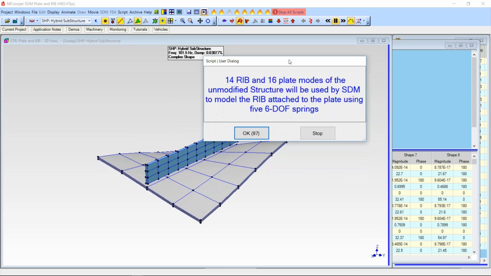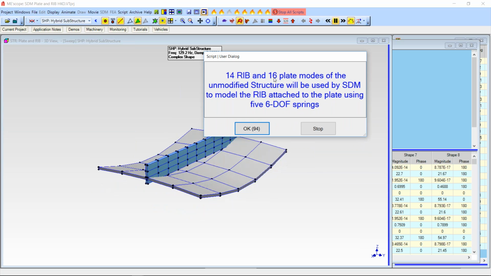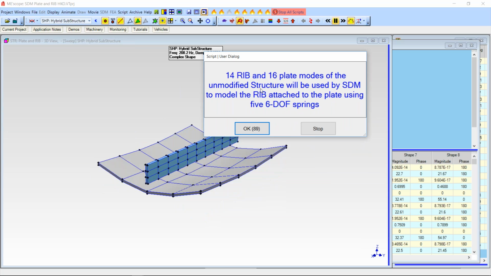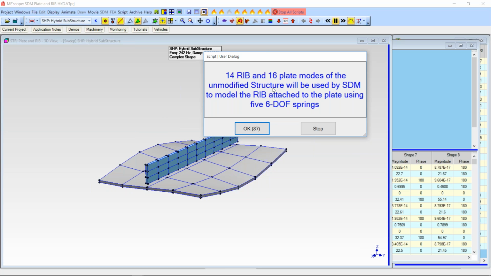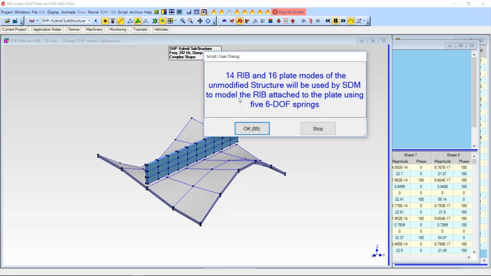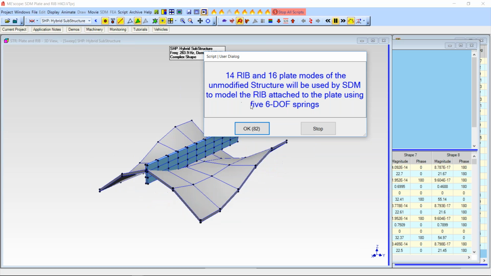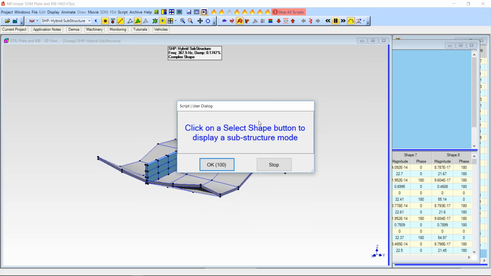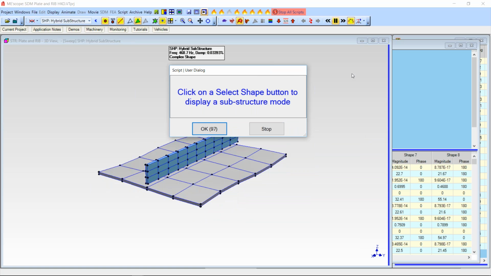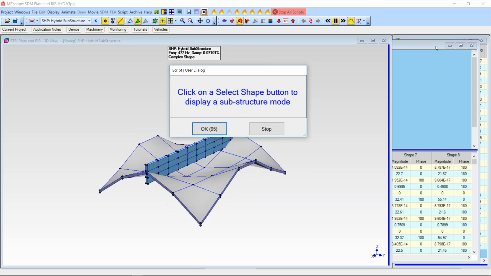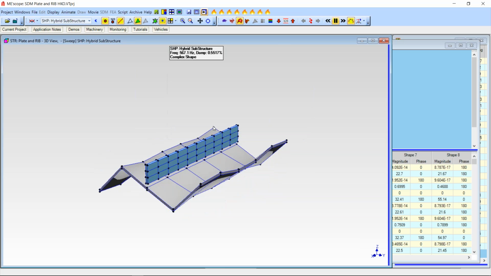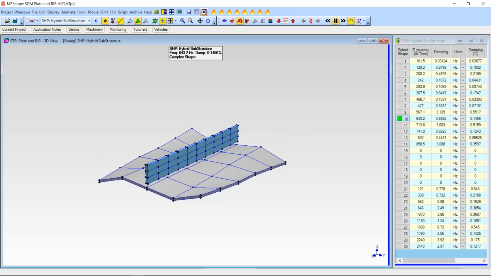And here are 14 rib modes and 16 plate modes of the unmodified structure. These are going to be used by SDM to model the rib attached to the plate using 5 6-degree of freedom springs. It says click on the select shape button to display a substructure mode. I got a couple extra windows up here.